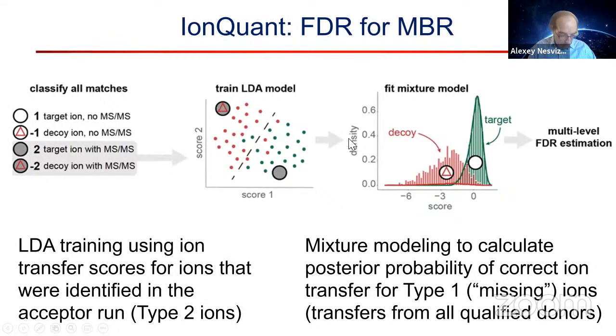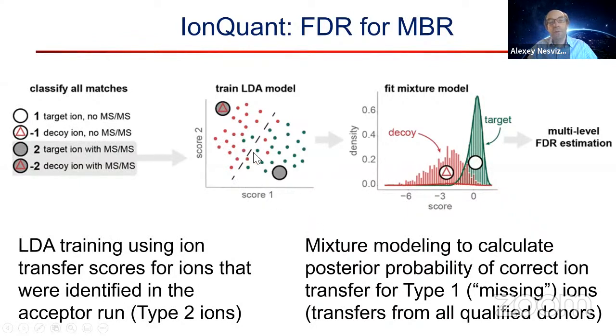So another important part here is false discovery rate, as I mentioned, and we have an LDA training step. I don't want to go too much into details now; it's published, but basically using ions identified in both the acceptor run and in the donor run, we can compute the scores and train a composite score that we can then use for computing the posterior probabilities for each transfer, for each type 1 ion, which is the ions that are missing in the acceptor run. That's what we're interested in.